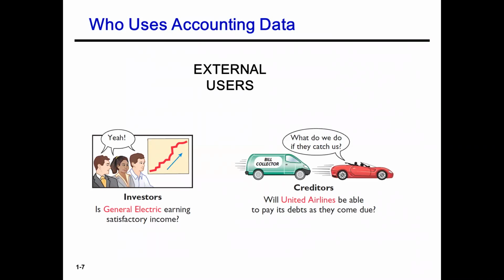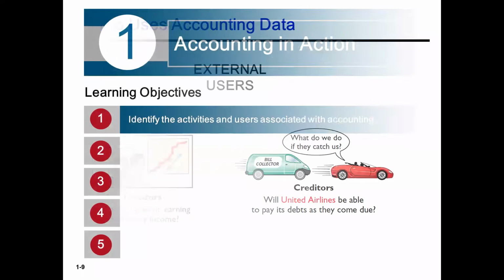And they can gauge the situation by simply getting a set of the financial reports and reviewing them to determine whether or not they have any risk of default on the loan. So this is just giving you an idea of who the users are of the information coming out of the accounting system. There's internal users and there's external users.